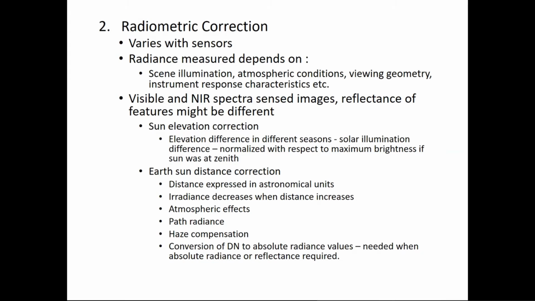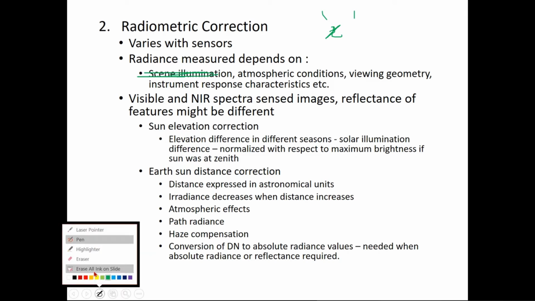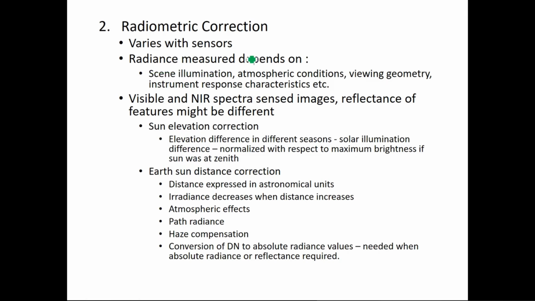Just as an example, suppose the radiance from a particular feature on the earth's surface that is sensed by the sensor is x. But if the scene illumination is very less, the energy available for reflectance is less. If x is the radiance, if the scene illumination is lesser, will the radiance be higher or lower?